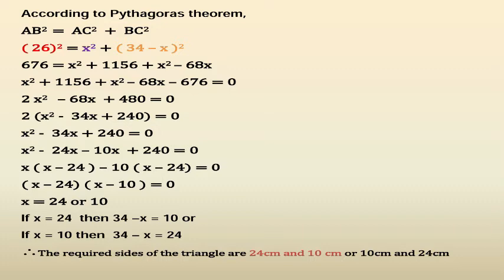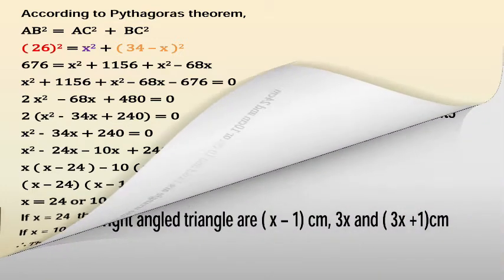If x is 24, then 34 minus x is 10. Or if x is 10, then 34 minus x is 24. Therefore, the required sides of the triangle are 24 centimeter and 10 centimeter, or vice versa.